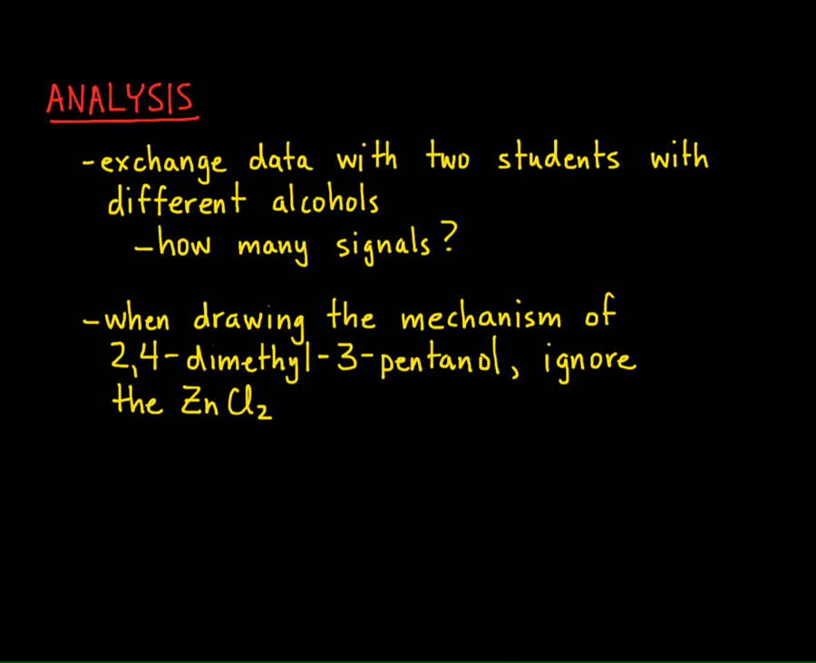And finally, one tip when drawing mechanisms. For 2,4-dimethyl-3-pentanol, hydrochloric acid is used in the presence of zinc chloride. The zinc chloride is a Lewis acid that increases the rate of the reaction. But when drawing the mechanism of this reaction, you're going to simply ignore the presence of the zinc chloride and treat 2,4-dimethyl-3-pentanol with hydrochloric acid, just like you've been shown in class.